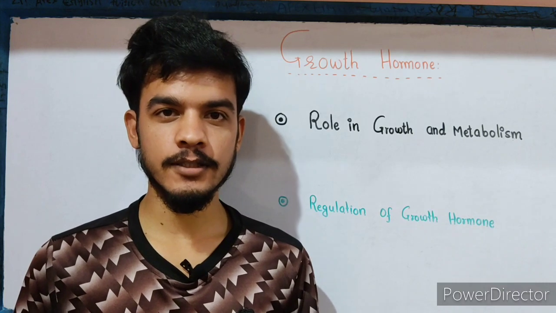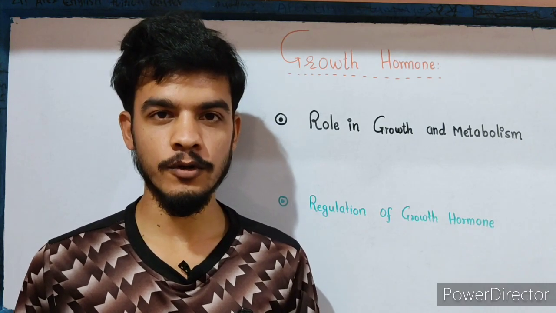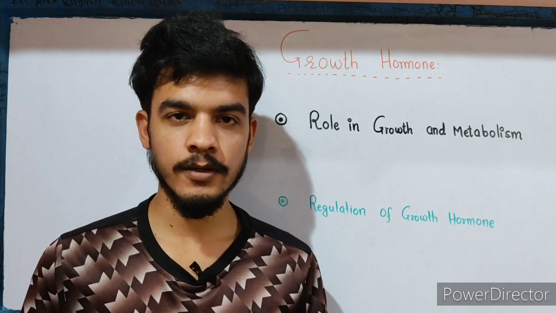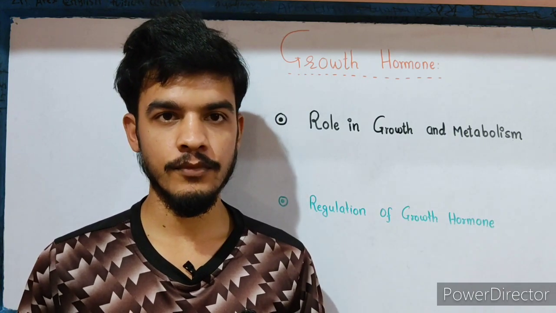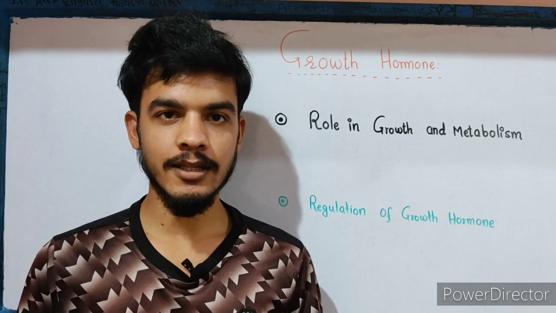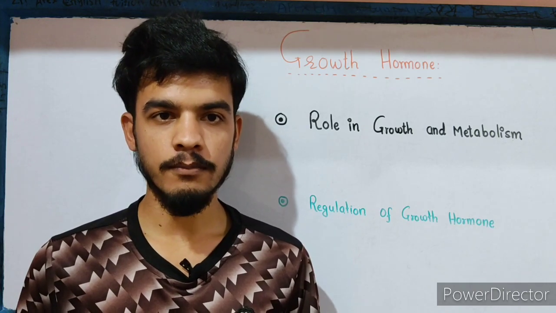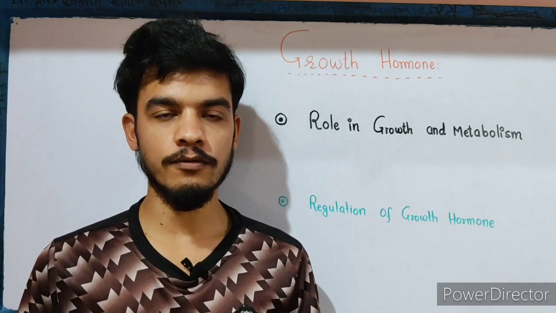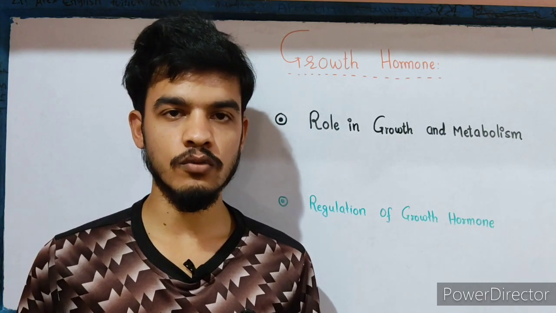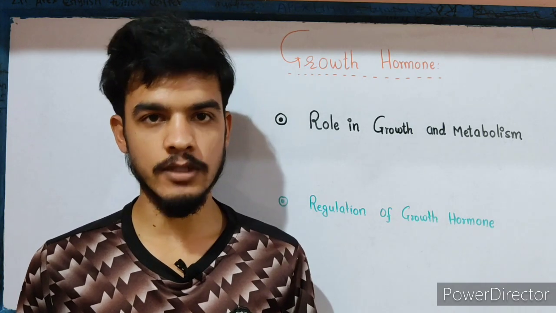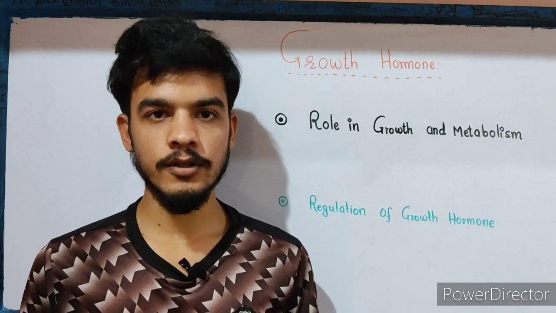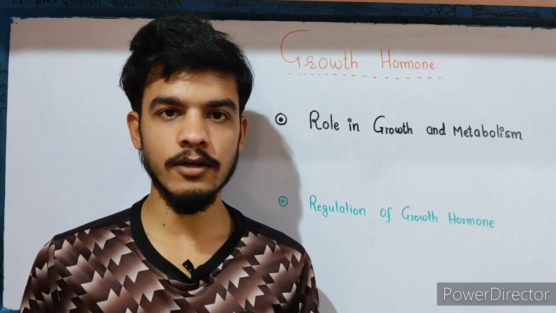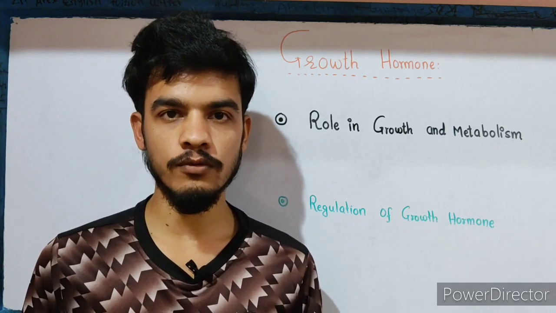In this video, I am describing the physiology of growth hormone, that is, the role of growth hormone in growth and metabolism and its regulation. In intrauterine life, before birth, many hormones play a role in growth, like growth hormone, insulin-like growth factors, thyroid hormones, glucocorticoids, androgens and estrogens. But after birth, that is in postnatal life, only growth hormone and insulin-like growth factor 1 play a vital role for growth.